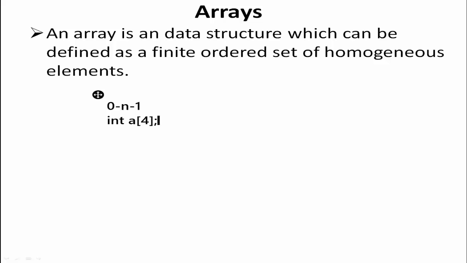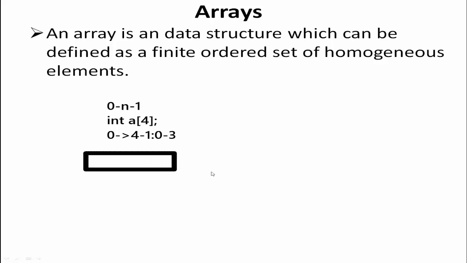Now let us see, here we have declared the storage of array 0 to n minus 1. Here the size of the array is 4. If it is starting with 0 and going to end with n minus 1 elements, 4 minus 1, it means it is going to store 0 to 3 elements. Let us see how the particular array is going to store.